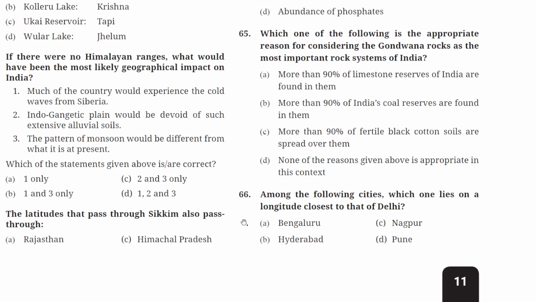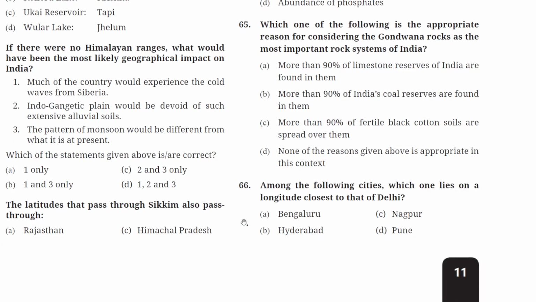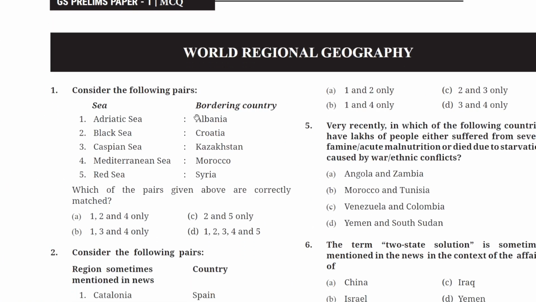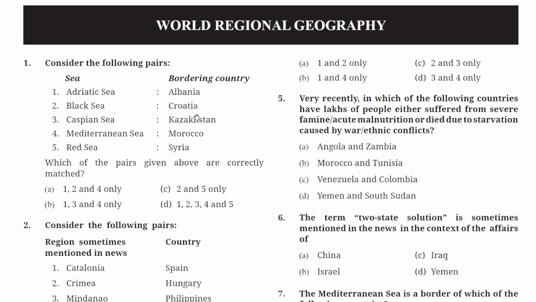Okay. Question number 66. Among the following cities, which one lies on a longitude closest to that of Delhi? Bengaluru. Okay, the longitude is being asked, not the latitude. Question number, World Regional Geography. Okay. Question number one. Let's see the question here.